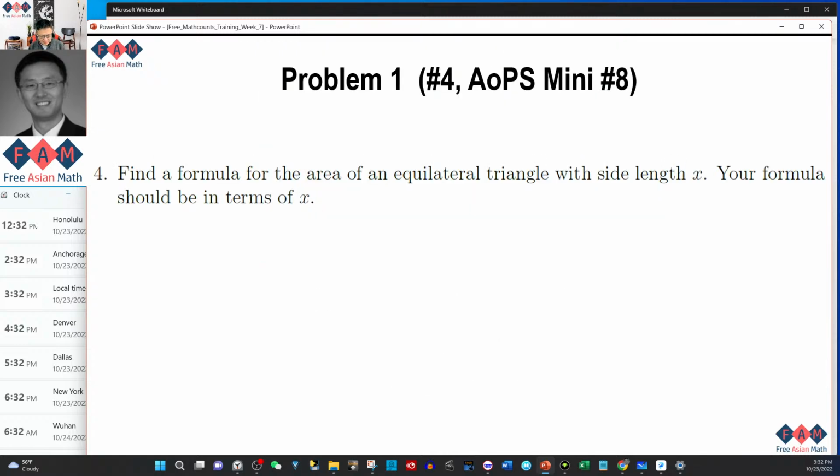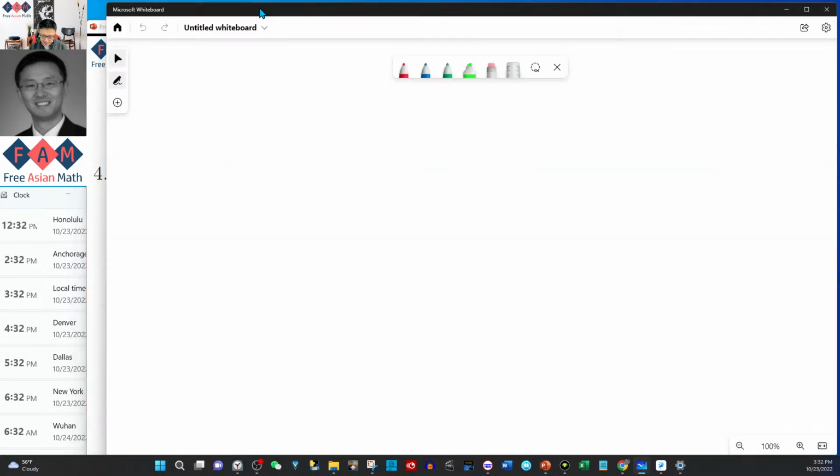So let's work on the first problem. Find the formula for the area of an equilateral triangle with side length x. This is a very basic problem, okay? Everybody should actually memorize this formula if you do want to participate in any type of math competition. Okay, what is it about?